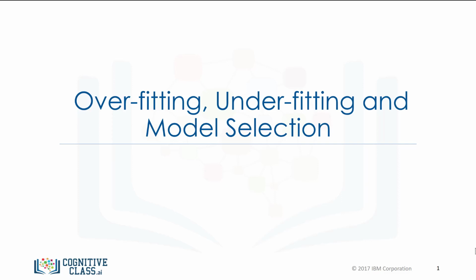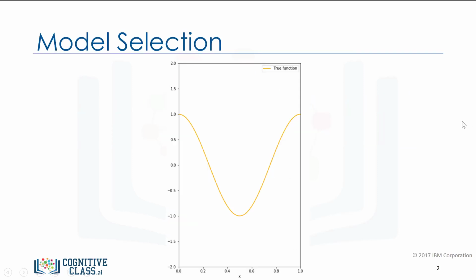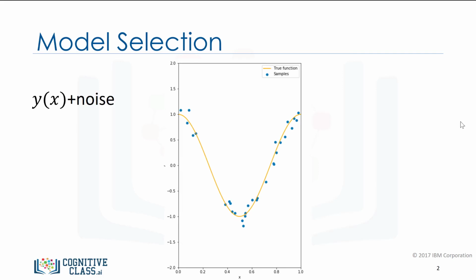If you recall, in the last module, we discussed polynomial regression. In this section, we will discuss how to pick the best polynomial order and problems that arise when selecting the wrong order polynomial. Consider the following function. We assume the training points come from a polynomial function plus some noise.